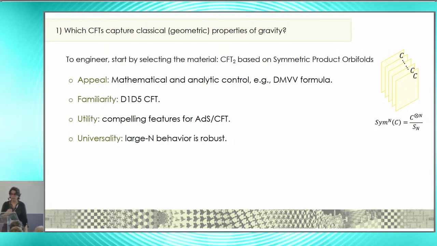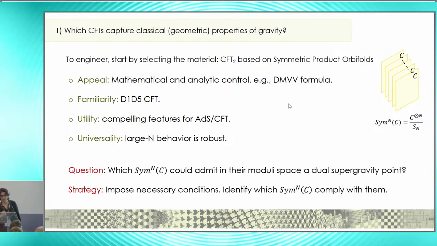Okay? And so then you can ask the question, which of these symmetric product orbifolds could admit in their moduli space basically a point where you would have a dual supergravity description. Okay? And so the strategy is basically, let's start imposing conditions to see if I should call any of these examples something that is connected to a holographic CFT.